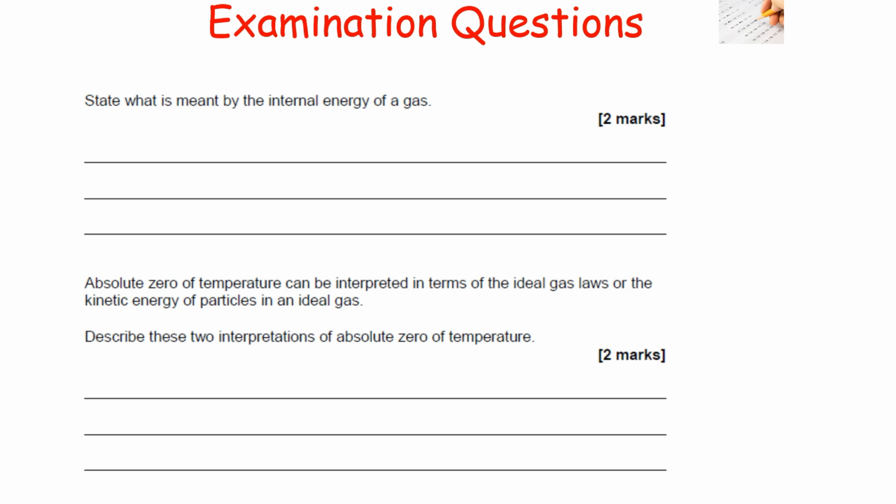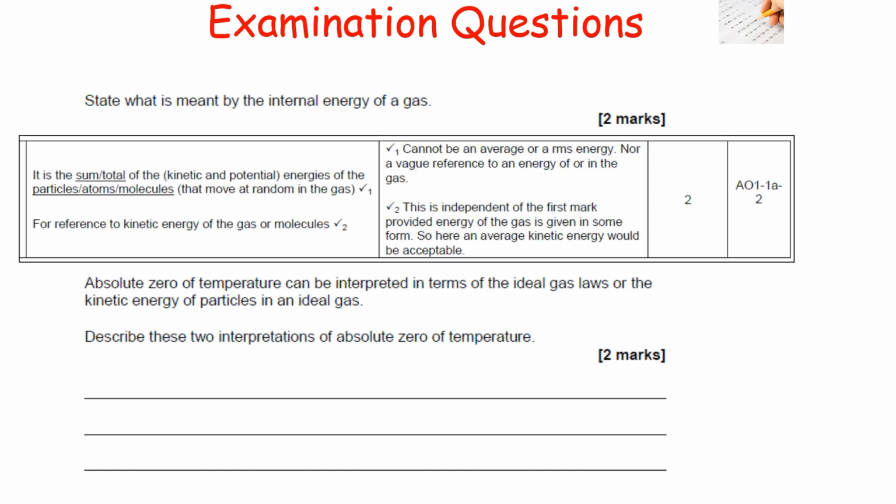Right, so you've got to just learn these definitions. What's the internal energy of a gas? It's the sum or the total of all the energy stores in a particle, atom or molecule. So you've got both the kinetic energy store and the potential energy store. Now because it is a gas, you would say that obviously you've got to say the kinetic energy of the gas itself.